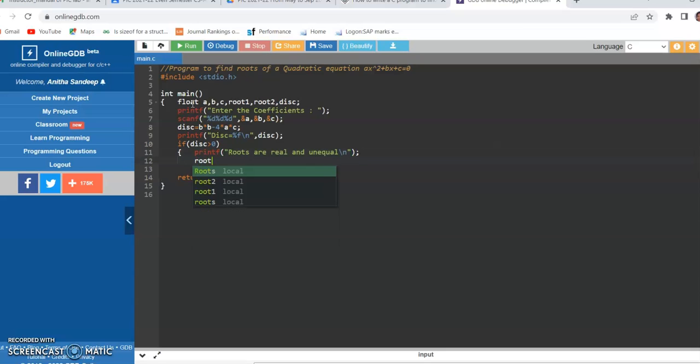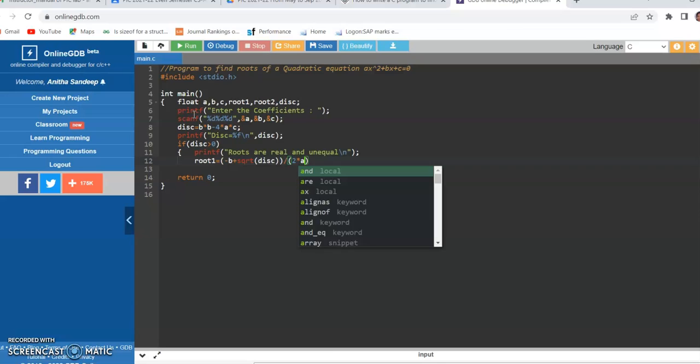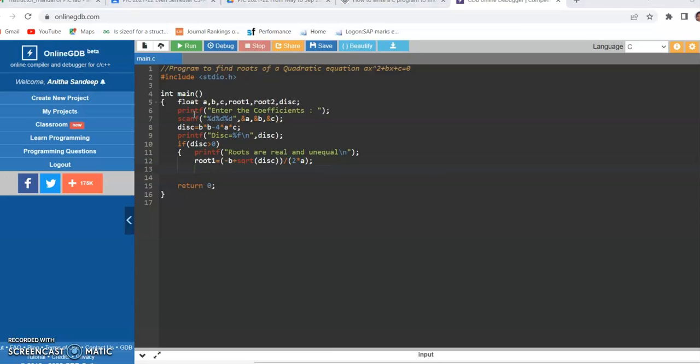And I will find out what is root 1. Root 1 is equal to minus b plus square root of discriminant divided by 2 into a. So here this is the expression for minus b plus square root of discriminant divided by 2a. People will forget to put a bracket at the denominator as well as the bracket at the numerator, so you should never forget.